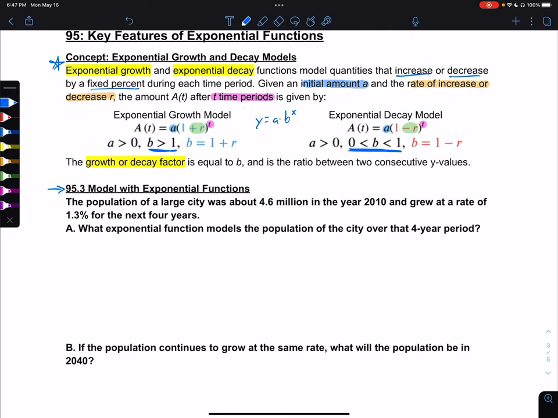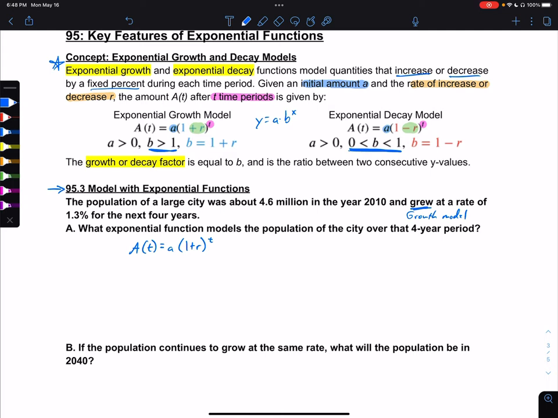The population of a large city was about 4.6 million in the year 2010 and grew at a rate of 1.3% for the next 4 years. So we are asked first, what exponential function models the population of the city over that 4-year period? Since the population is growing, that's going to be a growth model. So that tells me that I want to use the formula A of t is equal to A times 1 plus r with that exponent of t there.